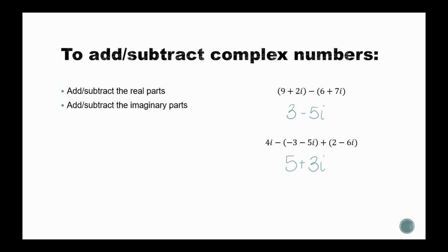Okay, do you agree with me? Is my math right? Okay. So be careful with this minus out front because that makes this a plus 3. So 3 plus 2 is 5. And then 4i minus negative 5i is 9i. Minus 6i is 3i. Okay?